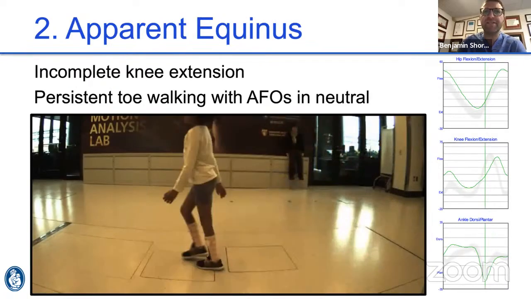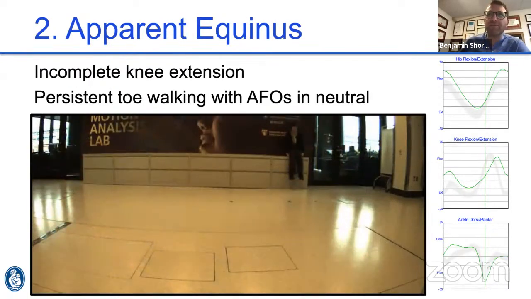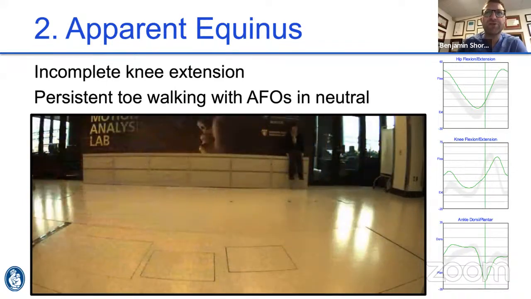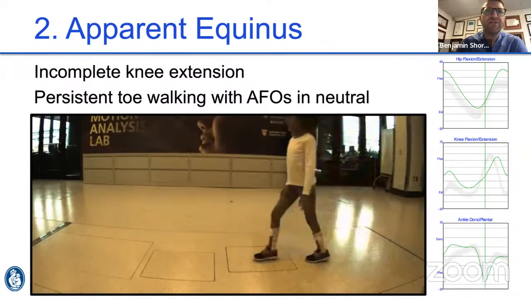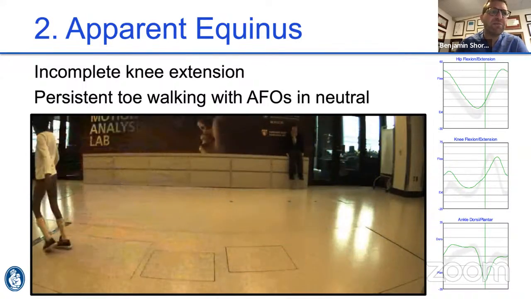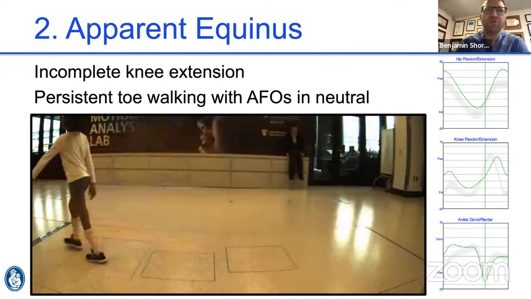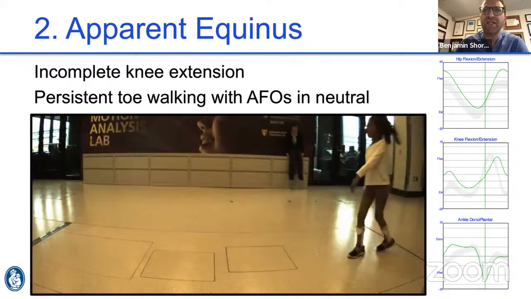Now, apparent equinus, this is the trap. I need to talk about it for a second, just so that you don't fall into the trap of doing more ankle surgery when it's not necessary. So you see this girl, if you're really critical, is maybe not getting complete knee extension. And when she walks, her heels never come straight on the ground despite being in a solid AFO.